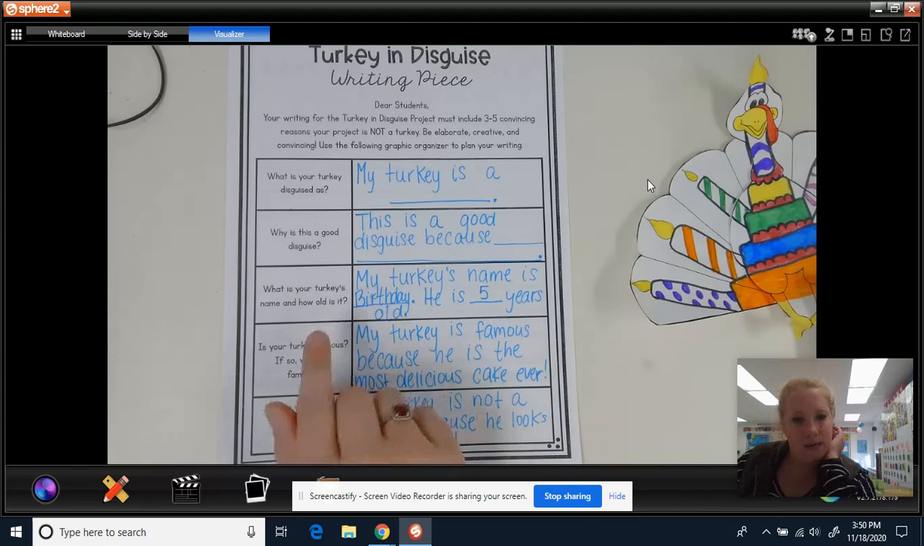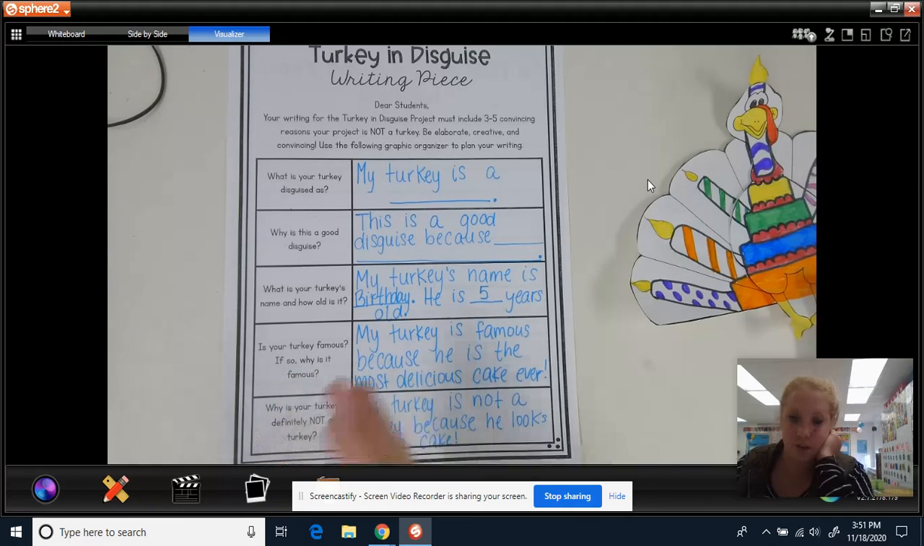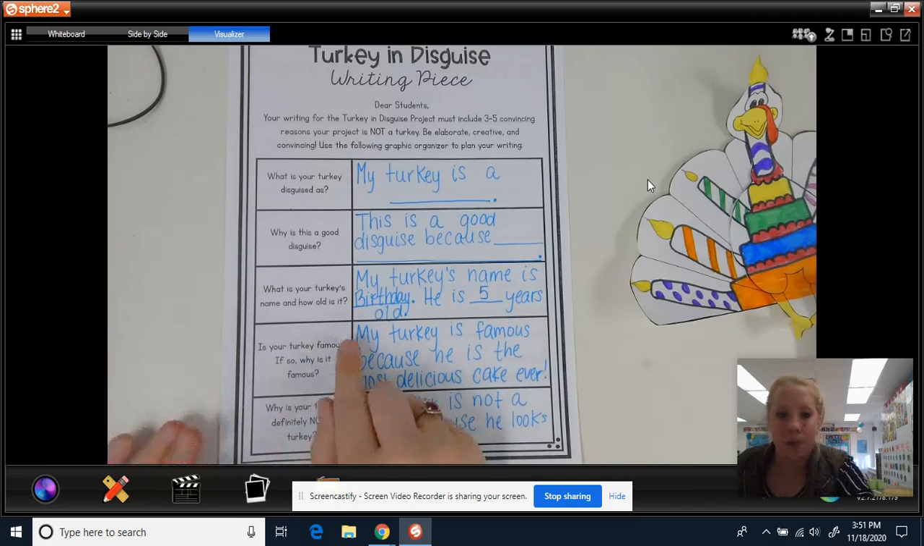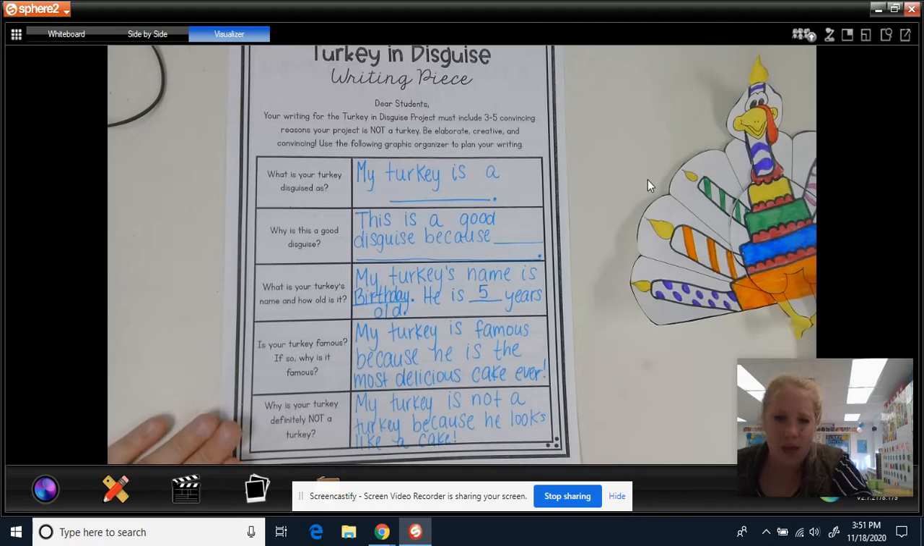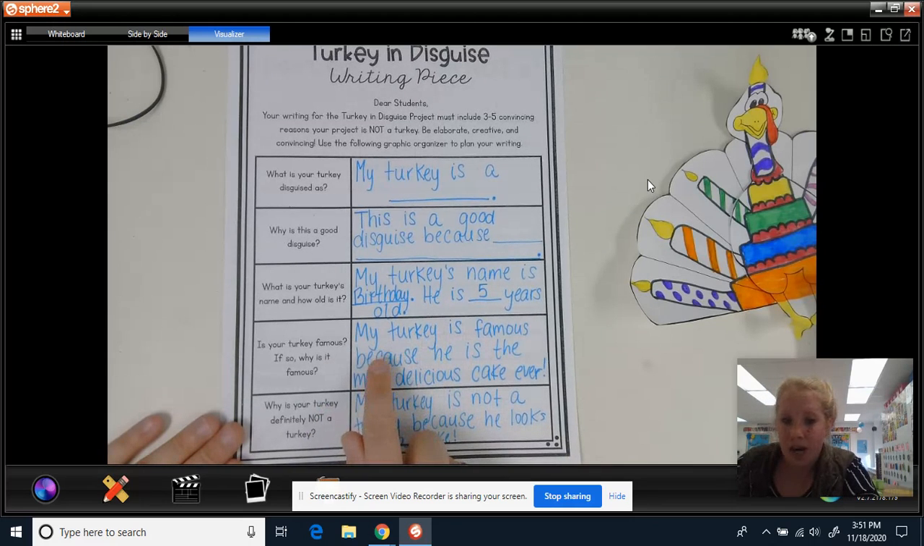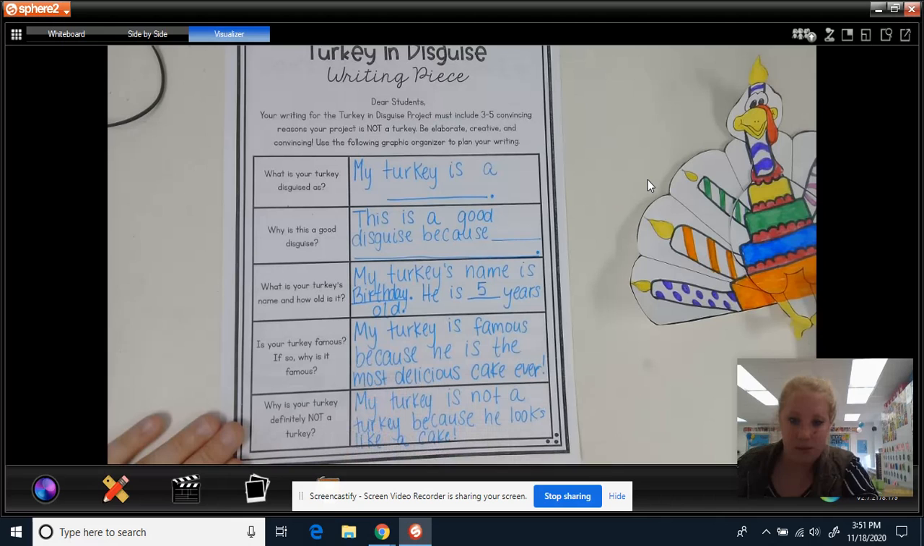The next one is, is your turkey famous? If so, why is it famous? So you need to decide, is your turkey famous or is it not famous? I decided that my turkey is famous, so I wrote, my turkey is famous because he is the most delicious cake ever. If you don't want your turkey to be famous, you would need to write, my turkey is not famous, and then leave it at that. But if it is famous, you need to let me know why he or she is famous.